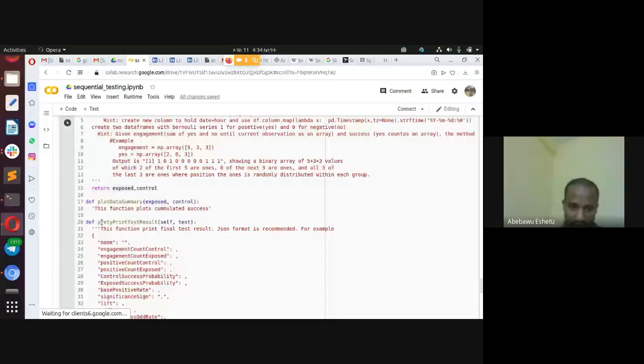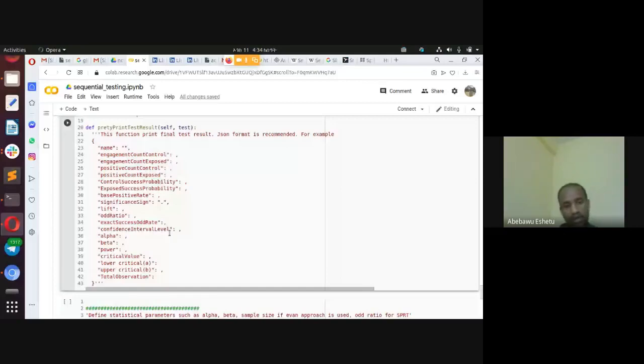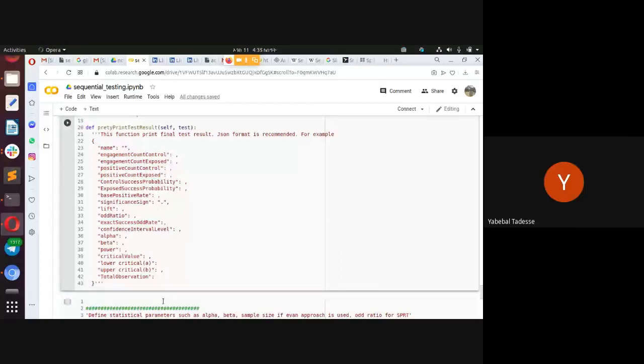Upload the data summary. Similarly, you are also expected to have the print test result. This result is something that you are expected to present to a non-technical person, so understand the detailed concept behind A/B testing and include all the values here. This is how you are expected to define the sequential probability test.